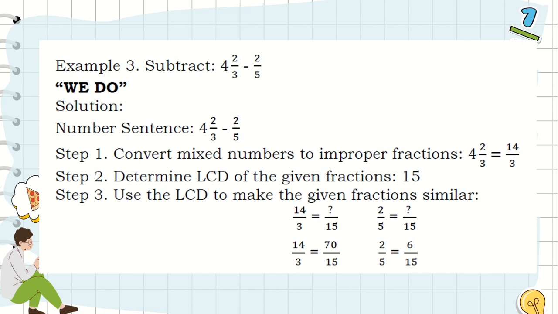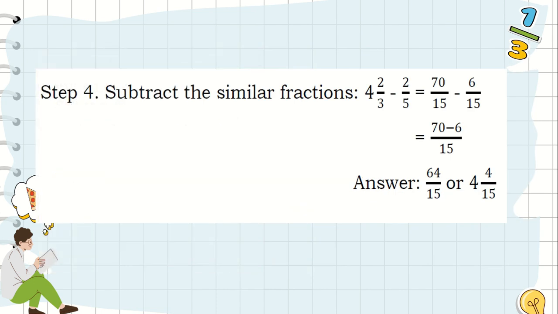Step 3. Use the LCD to make the given fractions similar. 14/3 is equal to 70 over 15. 2/5 is equal to 6 over 15. Step 4. Subtract the similar fractions. 4 2/3 minus 2/5 is equal to 70/15 minus 6/15 is equal to 70 minus 6 over 15. So the answer is 64/15 or 4 4/15.